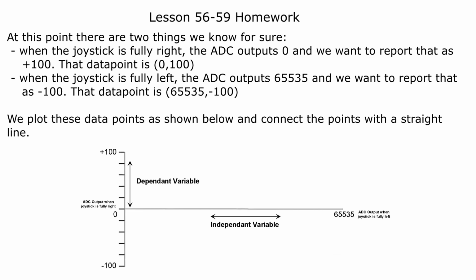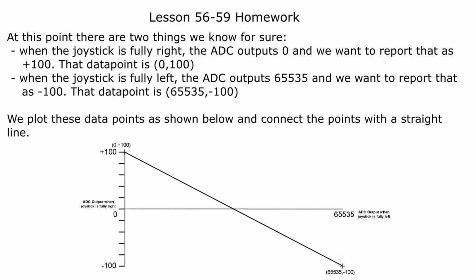At this point, there are two things we know for sure. When the joystick is fully right, the ADC outputs 0, and we want to report that as +100. So that data point is 0, 100. When the joystick is fully left, the ADC outputs 65,535, and we want to report that as -100. So that data point is 65,535, -100. We plot these data points as shown below and connect the points with a straight line.